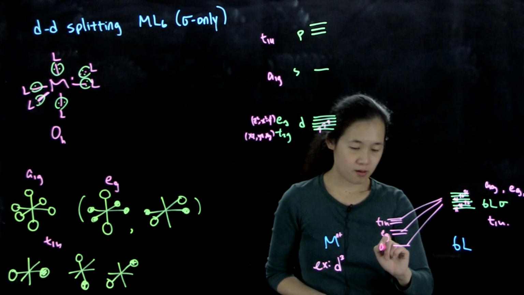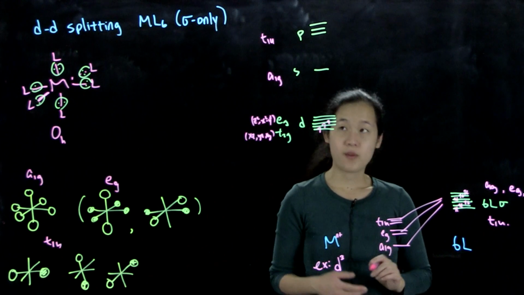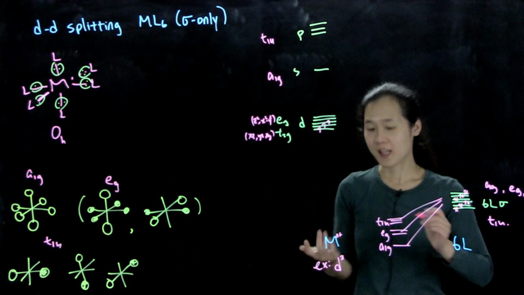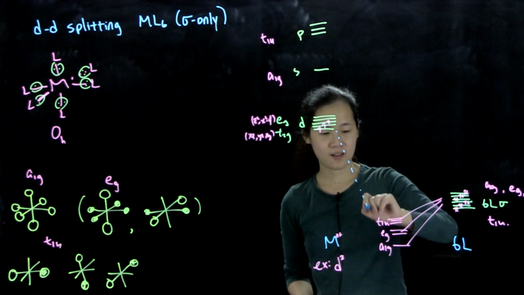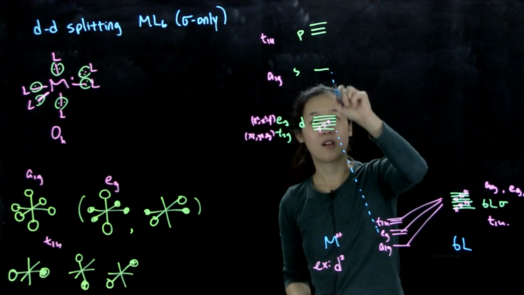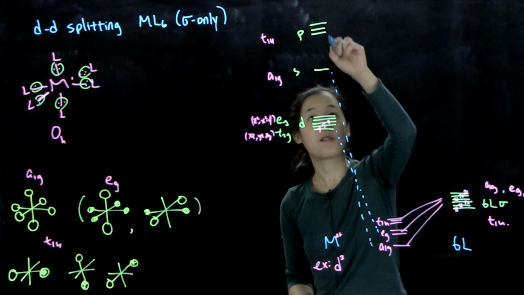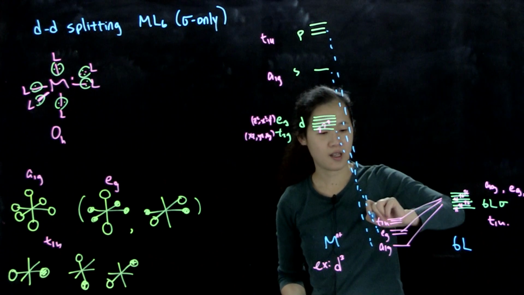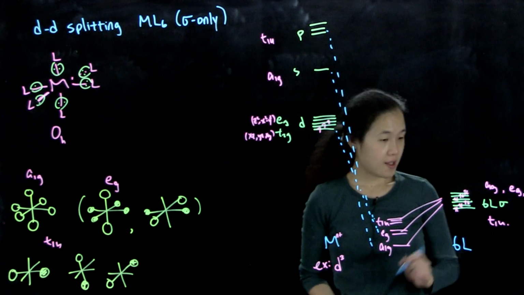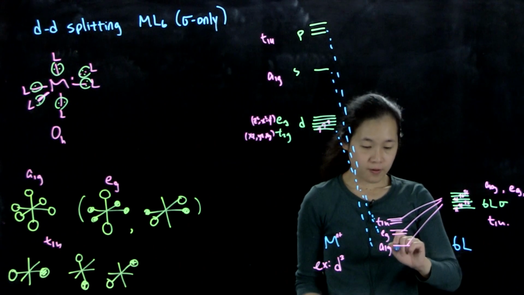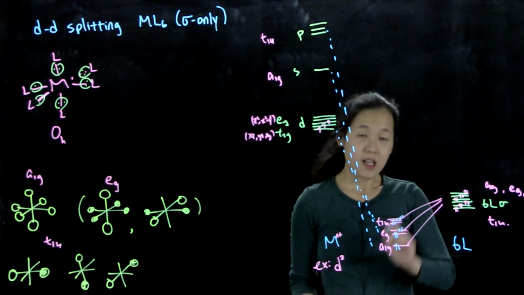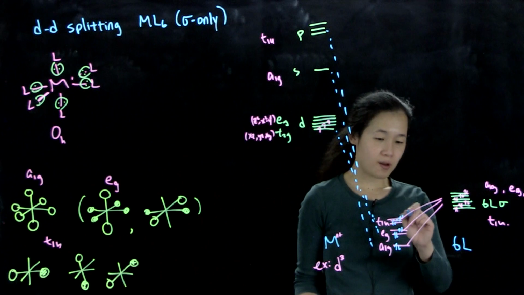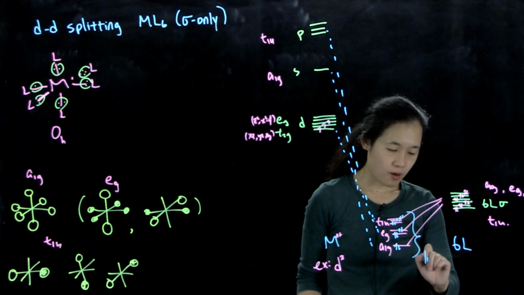It could be different. And of course, I'm not going to draw the corresponding lines, or I can if you want, but I will, just because. There we go. We have our EG going down here, we have our A1G here, and then we have our T1U there. The reason I'm mentioning this is because these are all filled, and these are all low in energy.